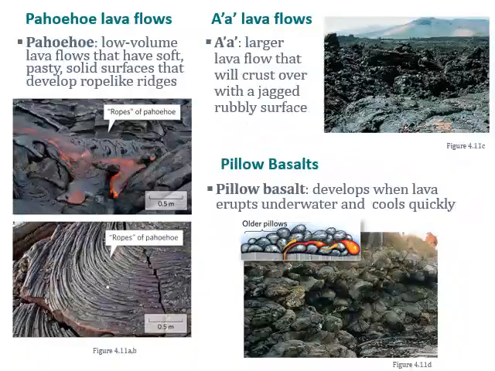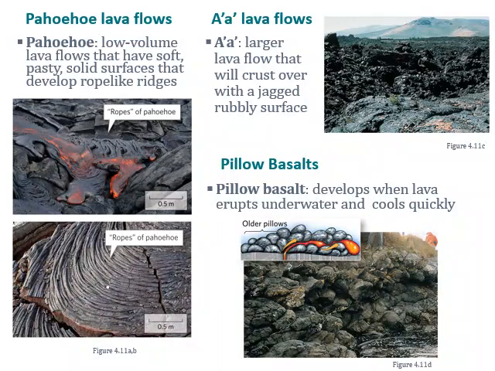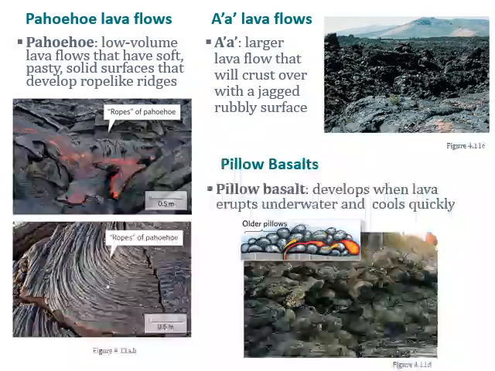There are a few special types of lava flows. These are known as pahoehoe, a'a, and pillow basalts. Pahoehoe and a'a are Hawaiian words that are used to describe different basalt flows over the surface of land. So pahoehoe is a low volume lava that has soft, solid surfaces and develops rope-like ridges as it cools.